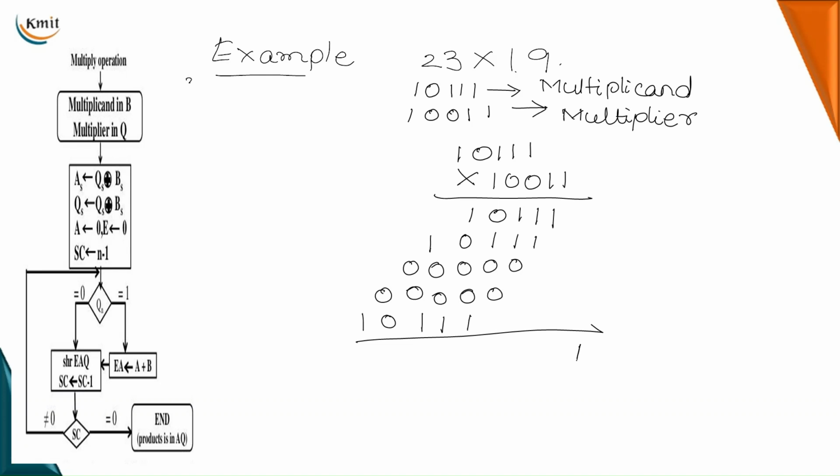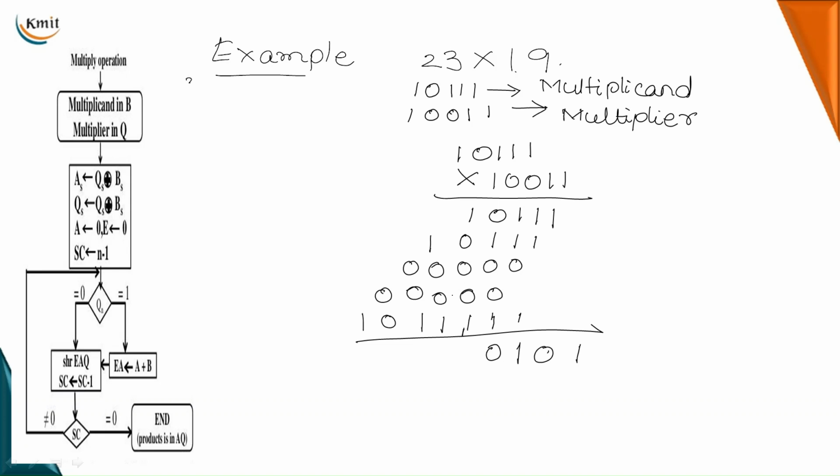So it becomes 1. So 1 plus 1 becomes 1 0. It becomes 1 plus 1, 1 0 plus 1, it becomes 1 1. So next, 1 plus 1, this is your carry bit. So 1 plus 1, it becomes 1 0. So here I have a carry 1.